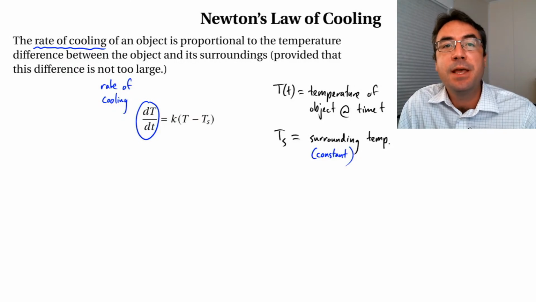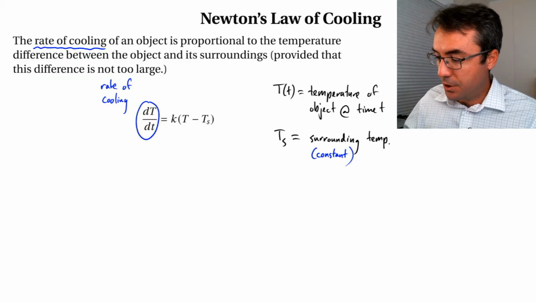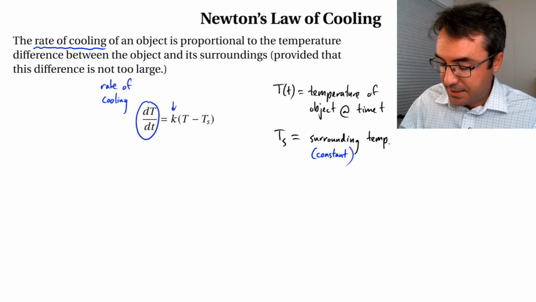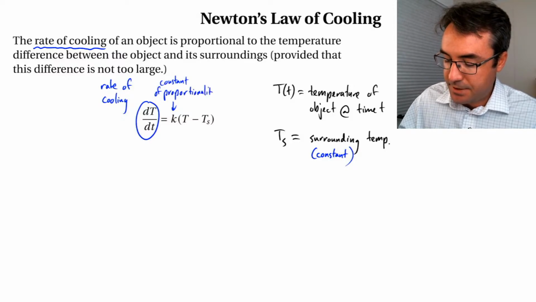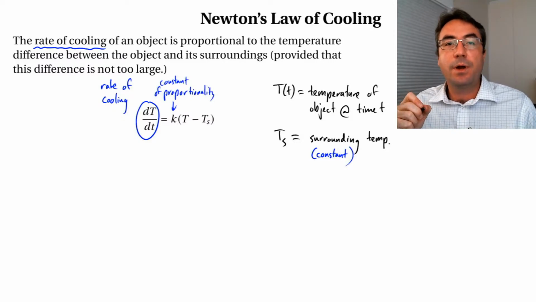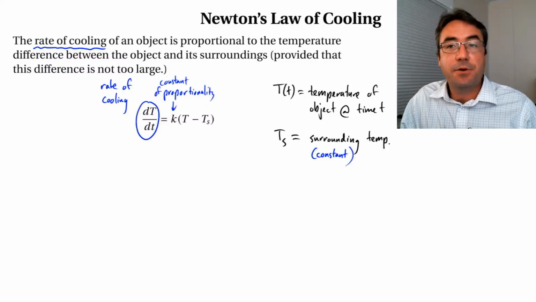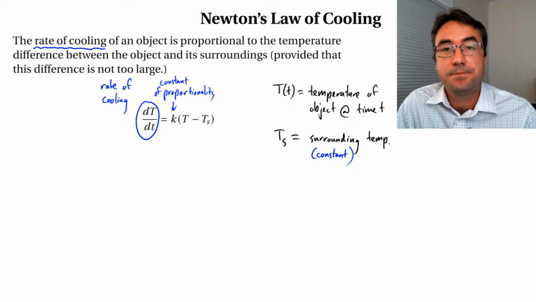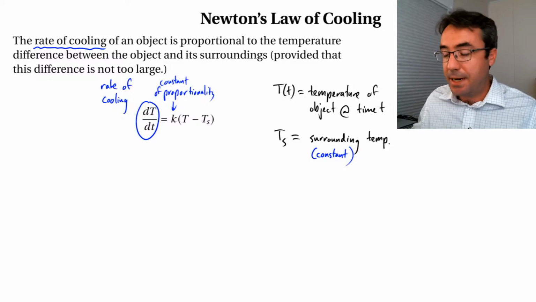All right, so we have our rate of cooling, and that's the derivative of the temperature function with respect to time. And Newton's law of cooling says that that rate is proportional. What it means to be proportional is that there's some constant, which we generally call K. It's the constant of proportionality, where the two quantities that are proportional really just differ by a constant multiple.